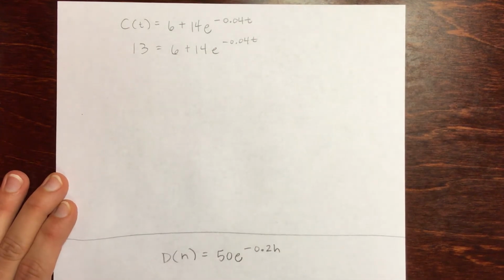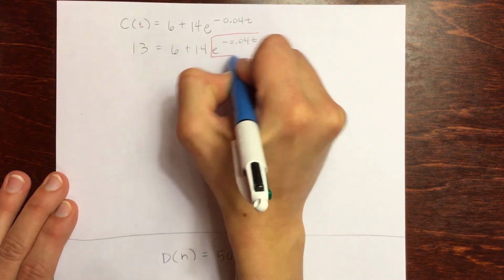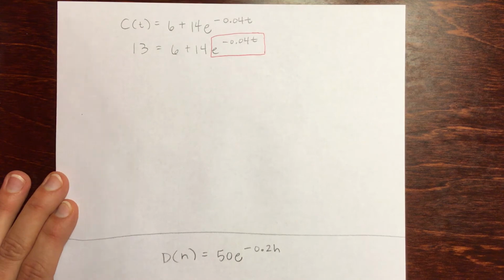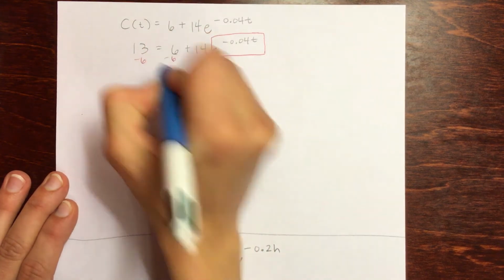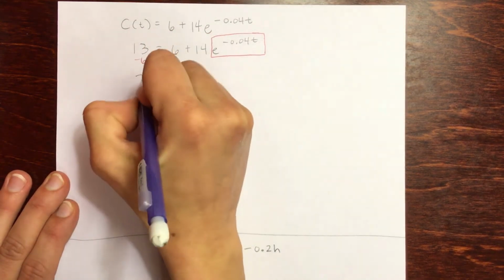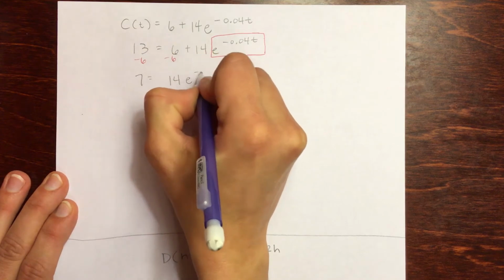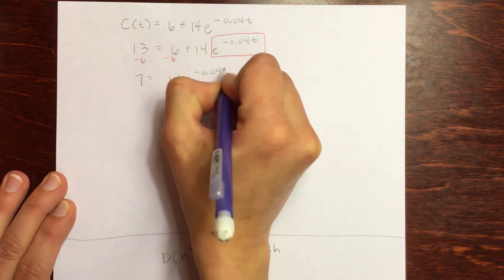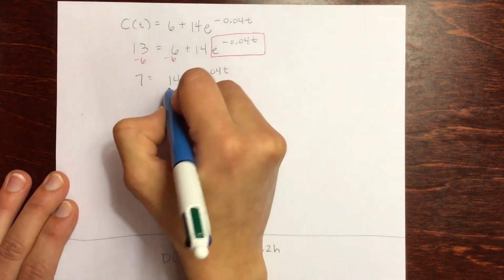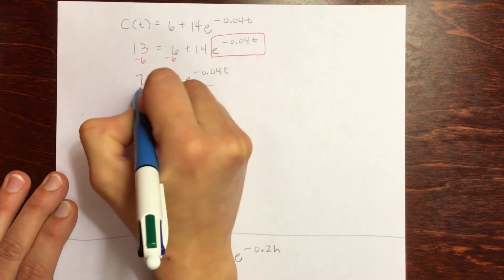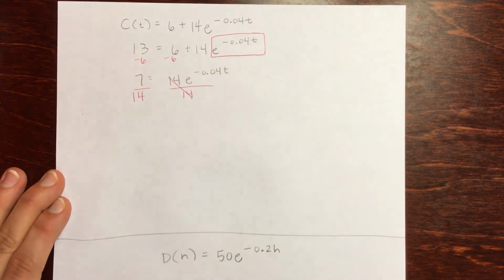All right, we have an exponential equation here. We're just going to solve it like we would normally. So that means we need to isolate our exponential piece. You always subtract before you divide, so I'm going to subtract my 6 over to the other side. And then divide by 14 to get that e raised to the exponent by itself.